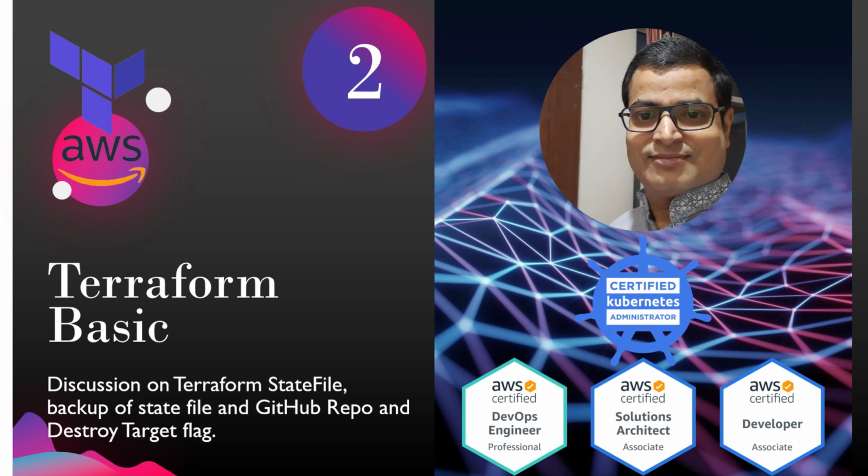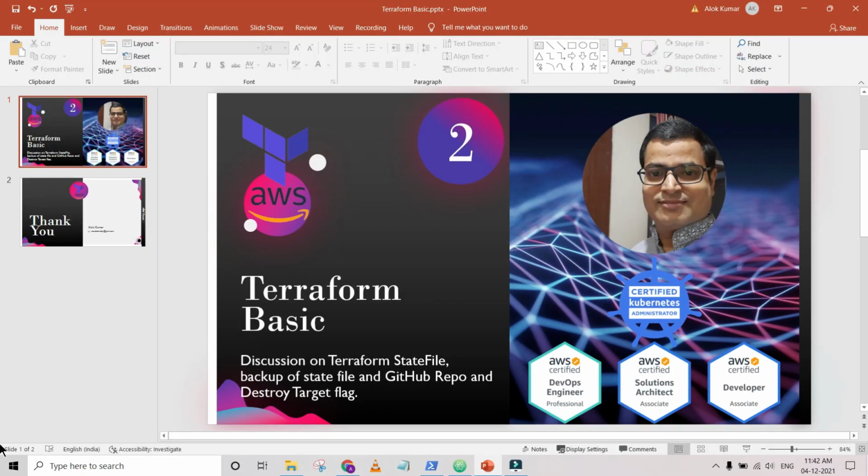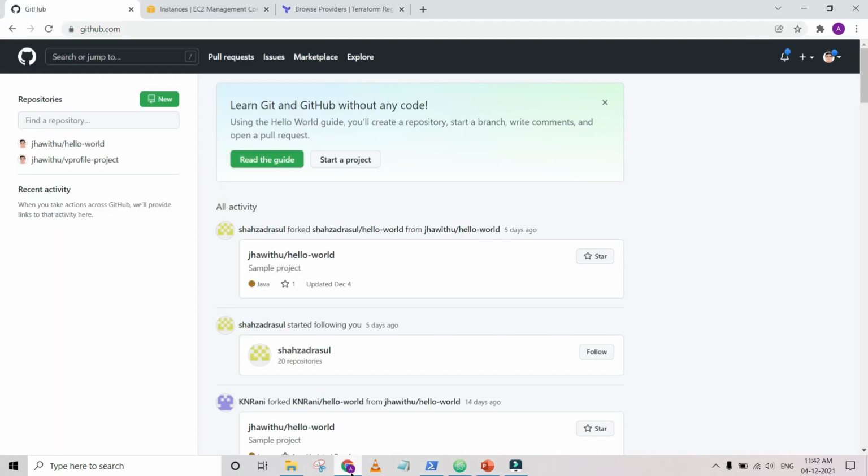You will learn more about Terraform, how the state file behaves, and what the role of the backup file is. The GitHub part also, because we are going to create a repository in other providers, and how the target flag helps to remove a particular resource, not all the resources. Whenever we run a Terraform destroy command without any target flag, it will remove all the resources we have in the configuration file. Okay, so this is our environment.